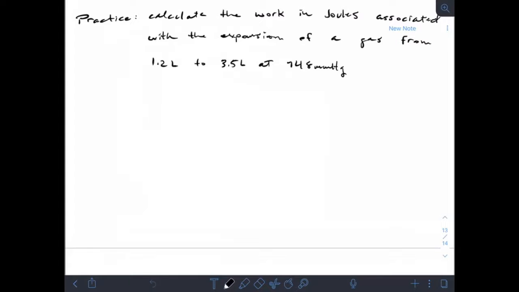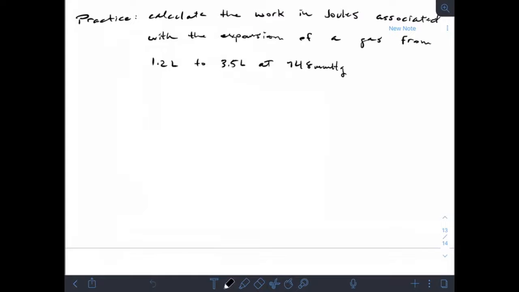Okay, so in the previous video I said that we would pick up on this video with a practice problem, and this one is related to PV work. Let's calculate the work in joules associated with the expansion of a gas from 1.2 liters to 3.5 liters at 748 millimeters of mercury.